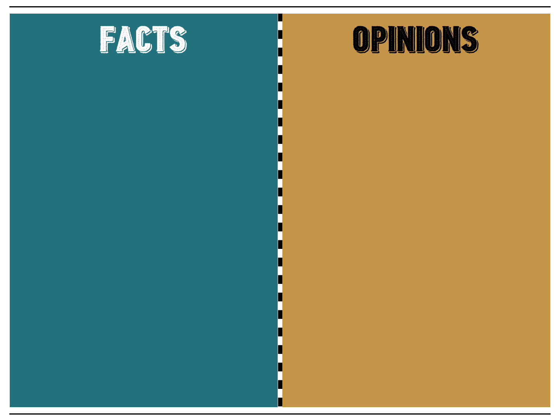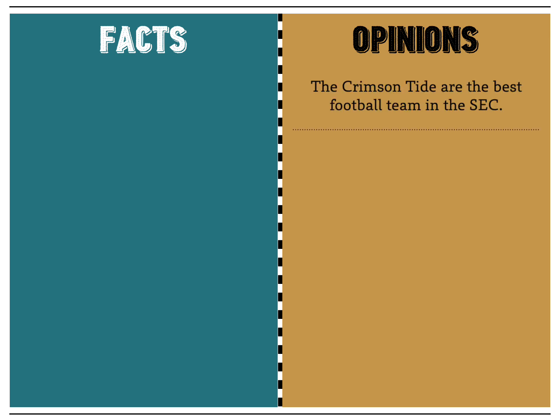Let's see some examples of facts and opinions. The Crimson Tide are the best football team in the SEC. That is my opinion. Sadly, it is not a fact because I can't prove it through objective evidence. Now, I could make a really good argument in favor of this opinion, but I can't absolutely prove it beyond a shadow of a doubt.